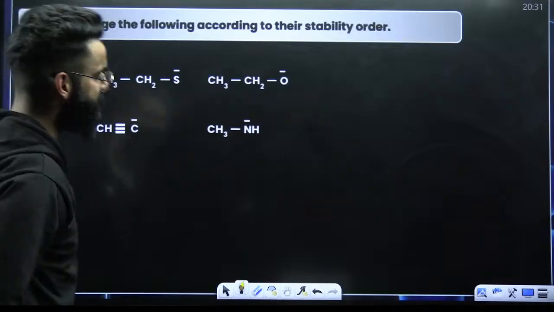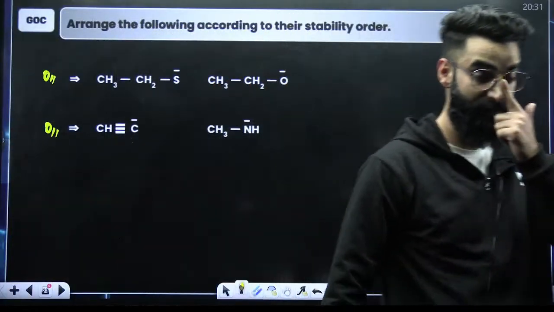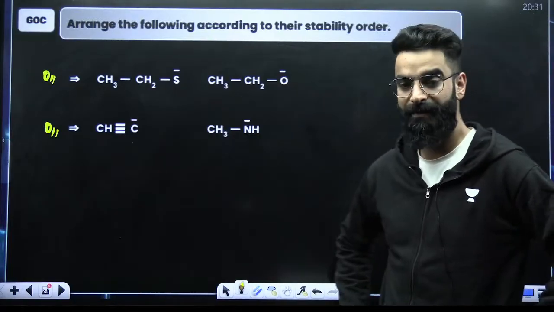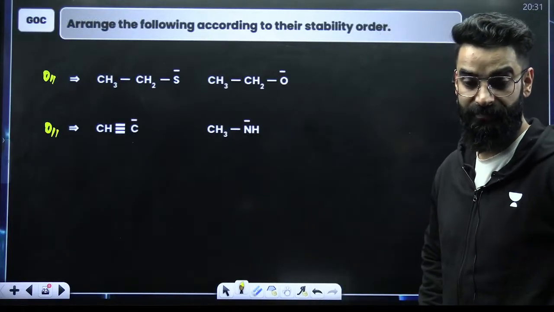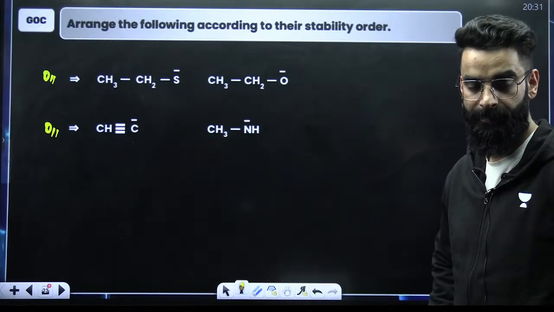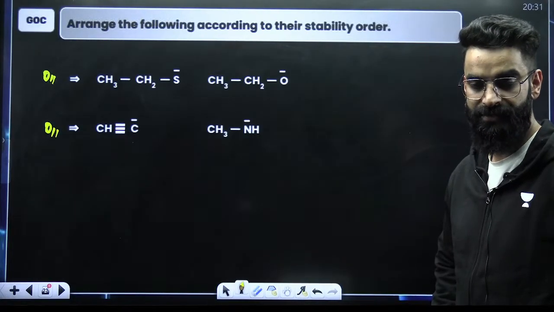What is the order of the stability among these two? This is something which you should be able to solve easily now. What do you think? What do you think?